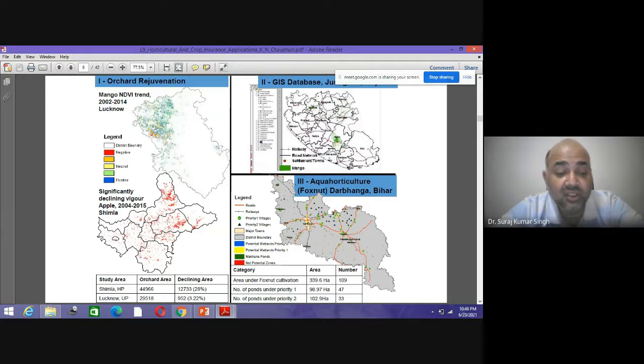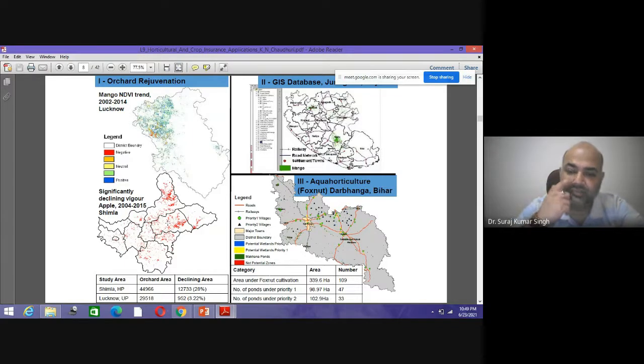So you can see how the agricultural practices of orchards are declining, to 28% in Simla, and Lucknow 3.22%. Apart from this, the GIS provides you the basic understanding of the terrain, like what is the road network, railway network, the settlement area, your major production house, your storage. So accordingly, the villagers and the persons who are involved in such kind of agricultural practices and their networking can plan accordingly.